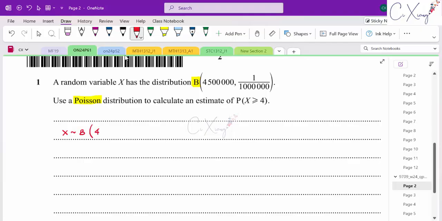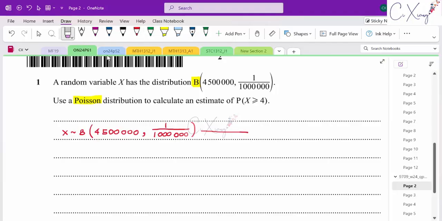So 4.5 million, right? Divided by 1 million. Okay, and then what I have to do here is change it to Poisson.